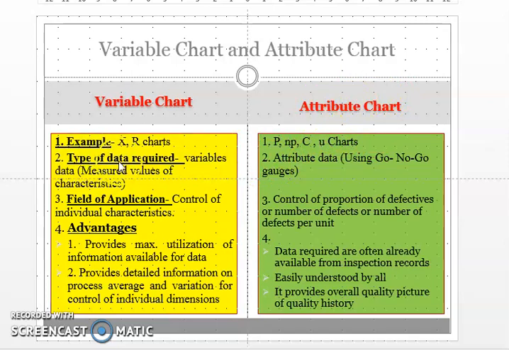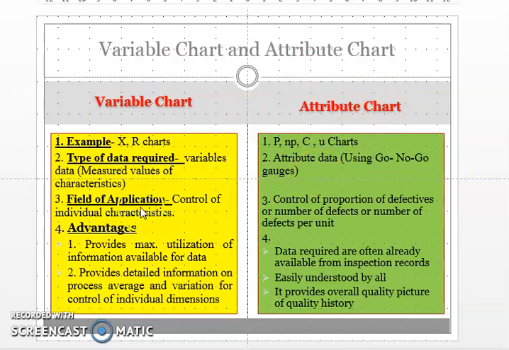Now the second difference is the type of data required. A variable chart requires variable data. Variable data means the values of measured characteristics such as length and diameter. Attribute data means, by using a go no go gauge, whether it is acceptable or not acceptable, within limit or not within limit. That data is attribute data.